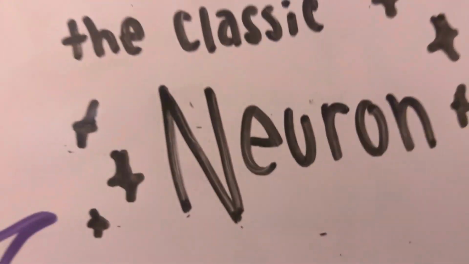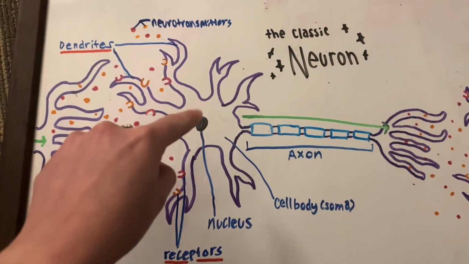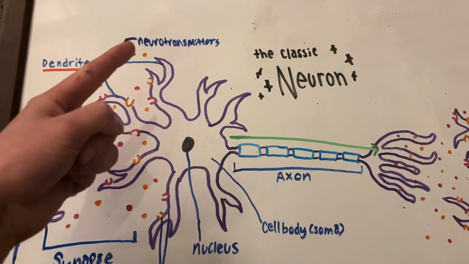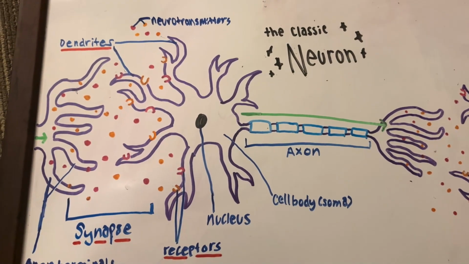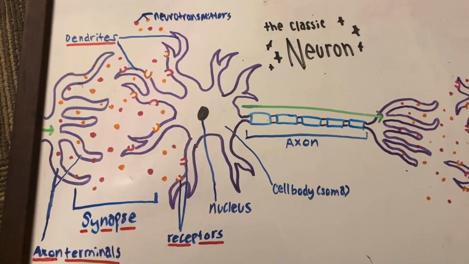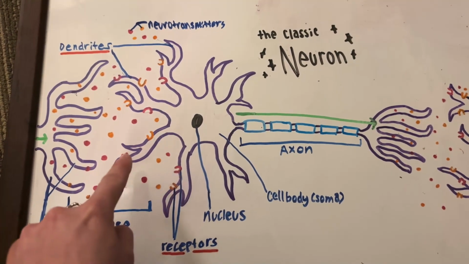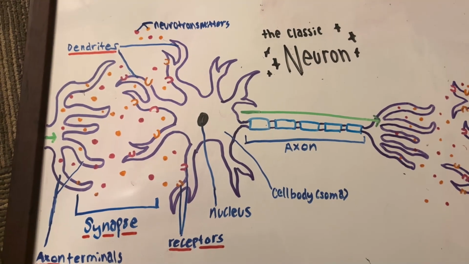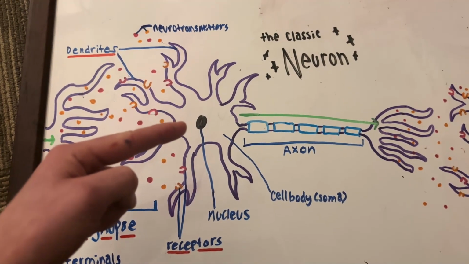Well, let's take a look at a neuron. Dendrites protruding from the cell body of neurons are where chemical signals like neurotransmitters are received and translated into the neuron. There are so many different types of receptors on dendrites that neurotransmitters bind to. When a neurotransmitter binds to a receptor, it sends a signal to the cell body of the neuron.